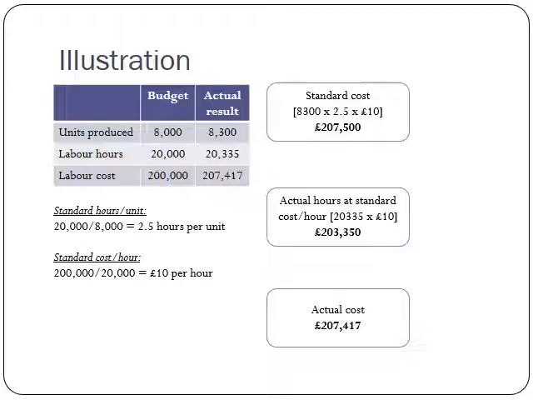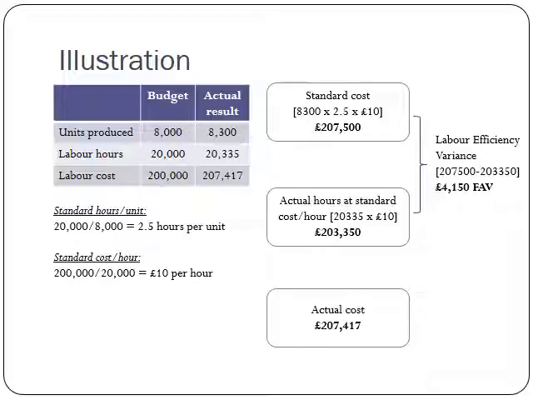We can now calculate our labour rate variance and the labour efficiency variance. We'll start with the labour efficiency variance. That's the difference between the numbers in my top two boxes, and that's a variance of £4,150. Now it's favourable because the actual number of hours that we worked were fewer than the number of hours that we would have expected to be worked.